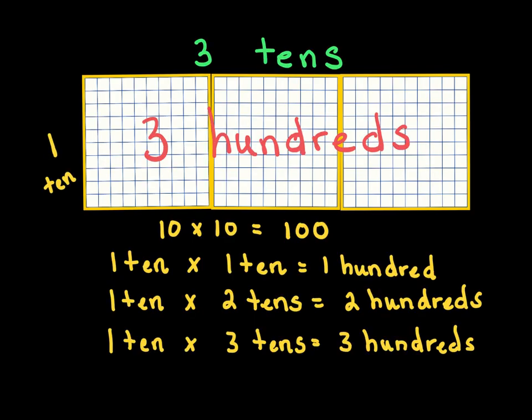If we continue on and add another block, we're multiplying by 1 ten, and now we have 3 tens. Remember, 10 times 10 is always equal to 100. So 1 ten times 1 ten equals 100. Just like we learned in the last section, 1 ten times 2 tens is 2 hundreds. Now if we added another block, we have 1 ten times 3 tens is 3 hundreds.